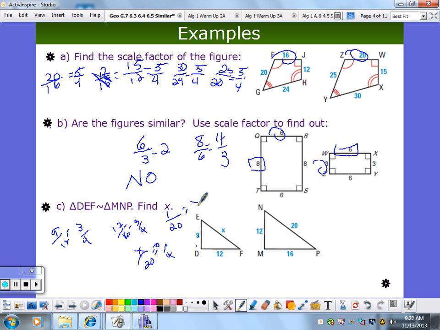Let's see. 3 to 4? That's an X. Okay, so 4X, look at this. 4X equals 20 times 3. So what's X? 15?